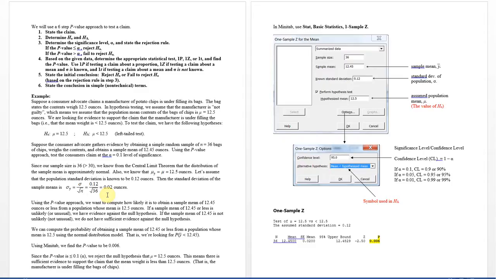We state our initial conclusion. This is usually called the decision, not the conclusion, but our book uses conclusion, so I'm going to call it conclusion. We either reject the null hypothesis or we fail to reject it. And then the last thing you should do is state your conclusion in non-technical terms.